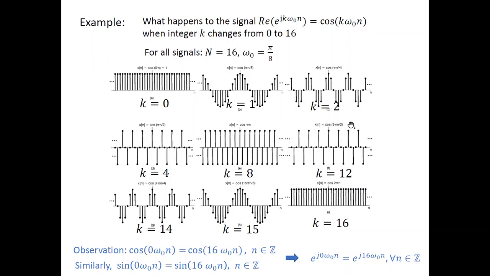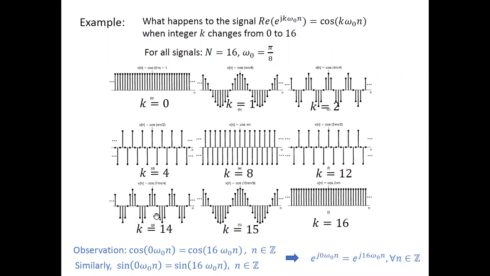So in particular, if you look at k equals 12, we have cosine 12 times pi divided by 8 n, which is cosine 3 pi divided by 2 n. In chapter 1, we learned how to calculate the fundamental period for this kind of signal. We want to find the smallest integer n that makes 3 pi divided by 2 n change by a multiple of 2 pi. And the result is that n equals 4. So basically, we need n to change by 4 samples so that 3 pi n divided by 2 changes by 6 pi, which is a multiple of 2 pi. And this case for k equals 12 is exactly the same signal as k equals 4.